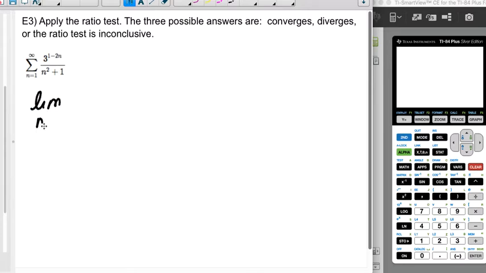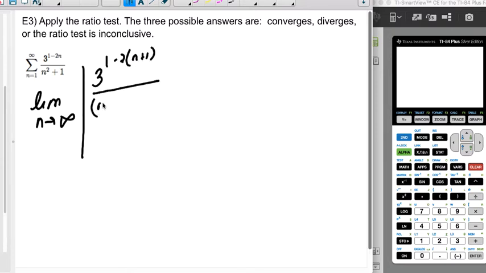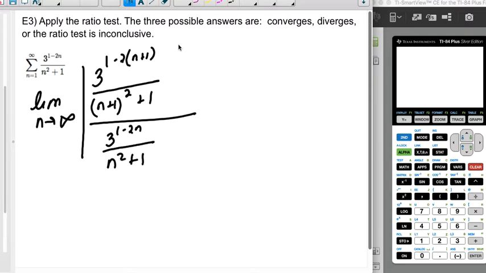So we're going to do the limit as n approaches infinity of, so my a sub n plus 1 term is going to be 3 to the 1 minus 2 times n plus 1 over n plus 1 quantity squared plus 1. And then my a sub n term is just exactly what's written here. So 3 to the 1 minus 2n over n squared plus 1. Right. Okay, so that's going to equal the limit as n approaches infinity.